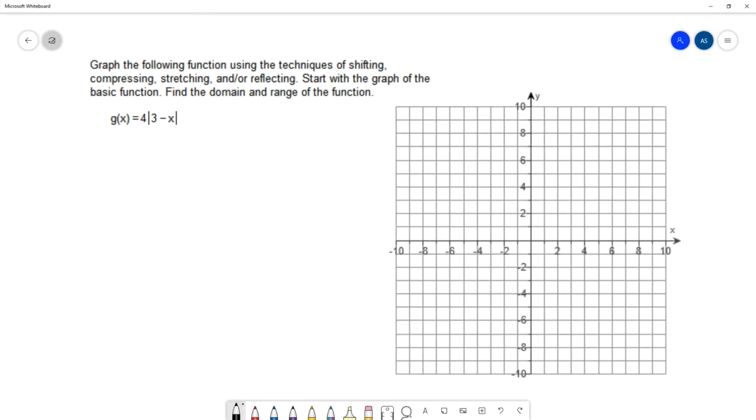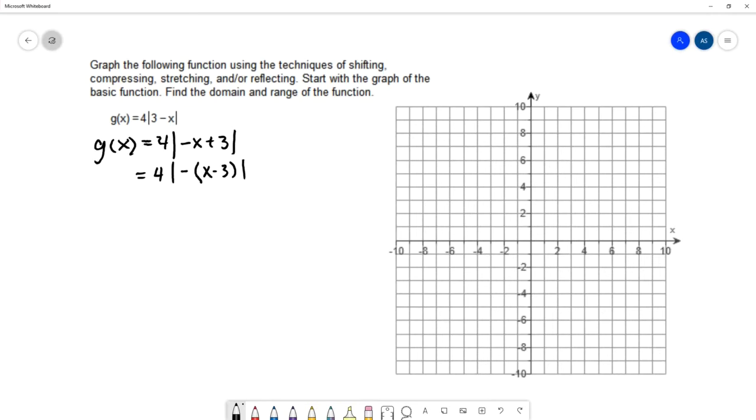So what I'm going to start with is rewriting the inside of this absolute value. We're starting off with g of x equals 4, and I'm going to rewrite those terms so that it's negative x plus 3. I'm doing this so it matches the format of the transformations that we have memorized. I'm also going to factor out this negative. So if I factor out the negative, I'll have negative x minus 3 inside that absolute value.